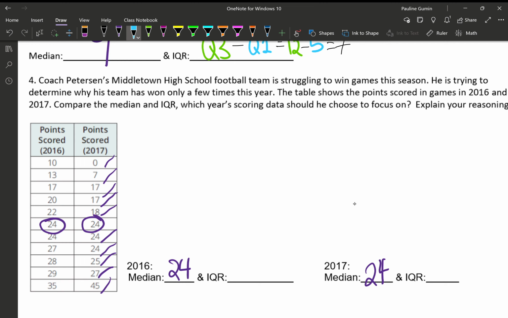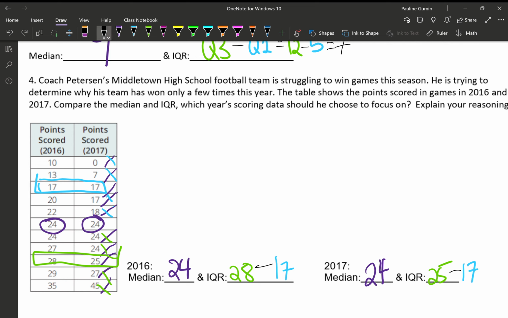Okay, so let's find Q1. So I'm using the top end because that's our left-hand side, the smaller side. All right, it looks like this is where our Q1 is located. Now let's find Q3. I forgot to cross this part off. Q3, same thing. I'm just going to go on the bottom. Here's Q3. All right. So that means for 2016, I'm going to be doing 28 minus 17. And for 2017, I'm doing 25 minus 17 as well. Right.